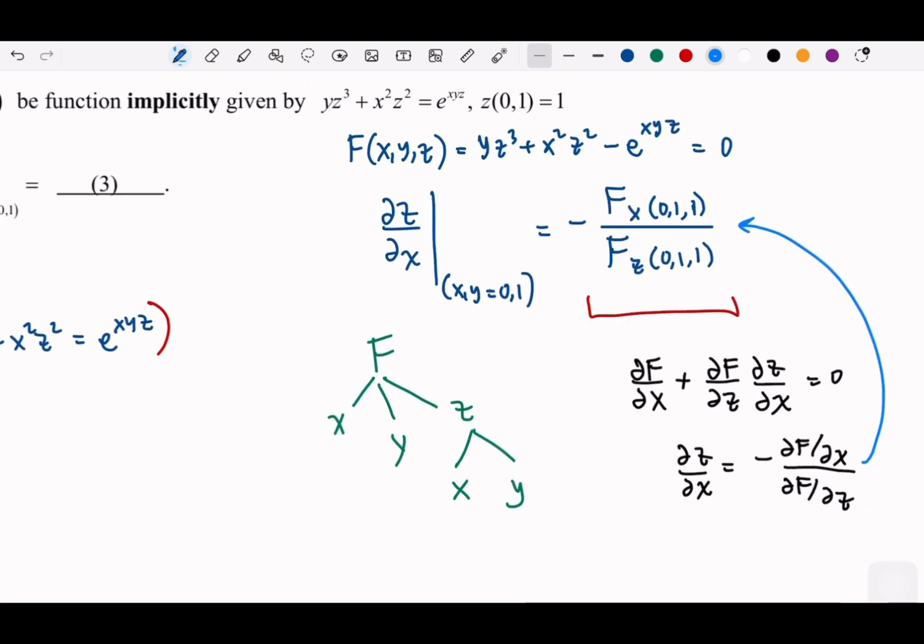Okay, I hope you can try this. Just put in the partial formulation and the numbers, and you'll get the dou z dou x. Okay, move on to the next part.